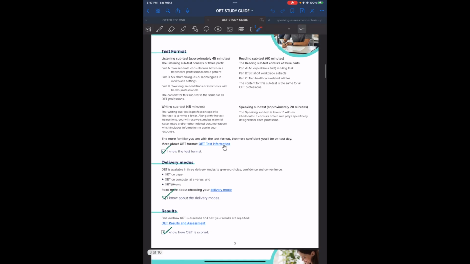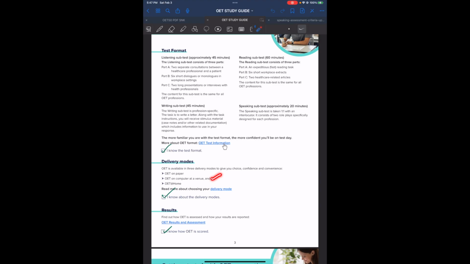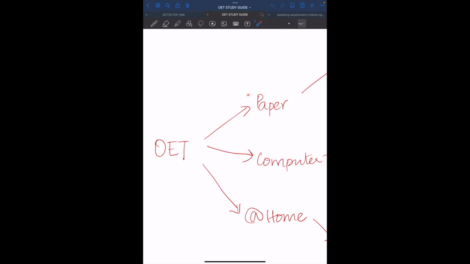Alright, so I chose OET on computer at a venue because I personally feel there are a lot of benefits to doing OET on computer at a venue. I'm going to discuss some of the advantages of taking OET on computer. There are 3 modes: paper, computer-based, or at home.